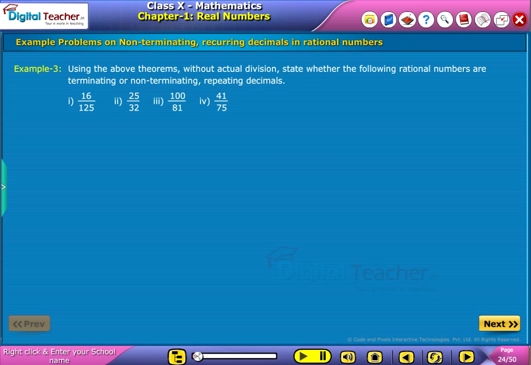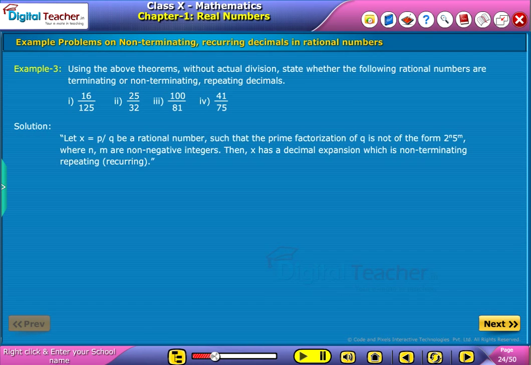Example 3. Using the above theorems, without actual division, state whether the following rational numbers are terminating or non-terminating repeating decimals. Solution. By the theorem, let x is equal to p by q be a rational number, such that the prime factorization of q is not of the form 2 power n 5 power m, where n, m are non-negative integers. Then x has a decimal expansion which is non-terminating, repeating or recurring.